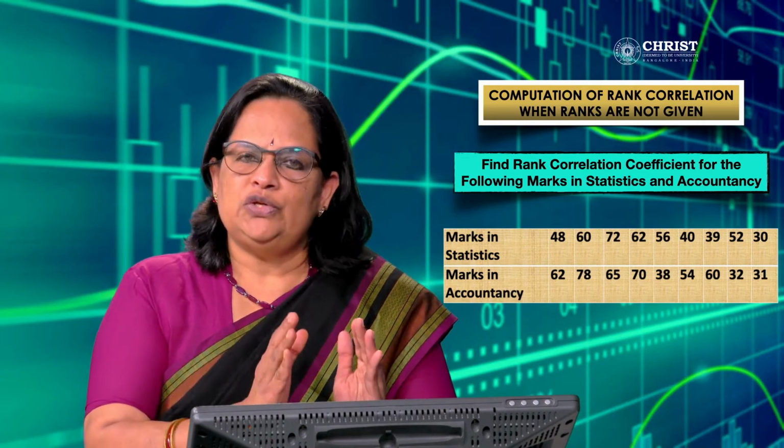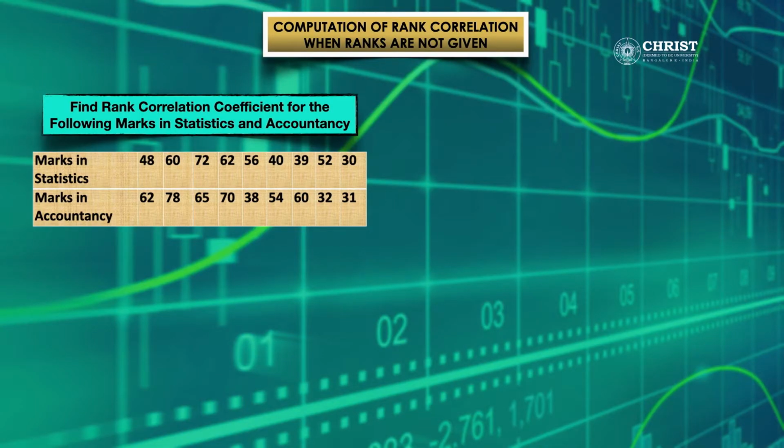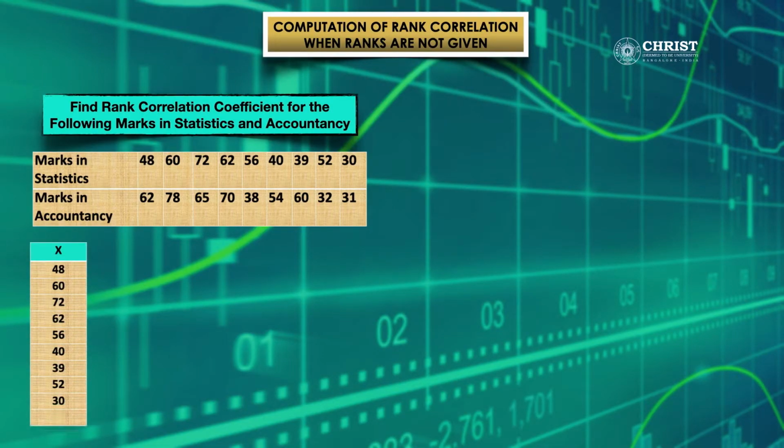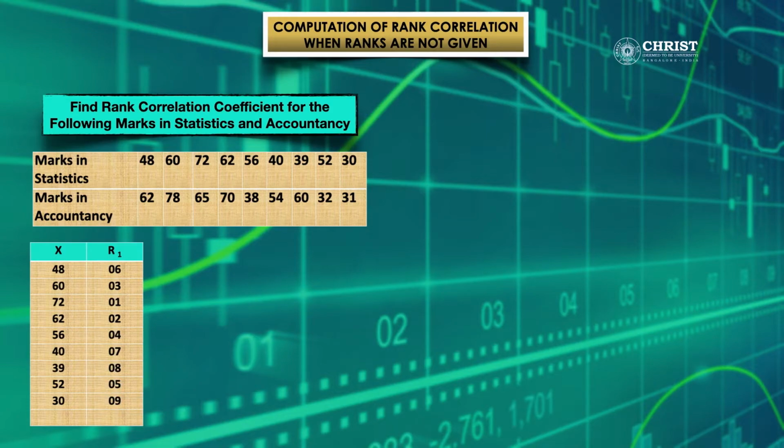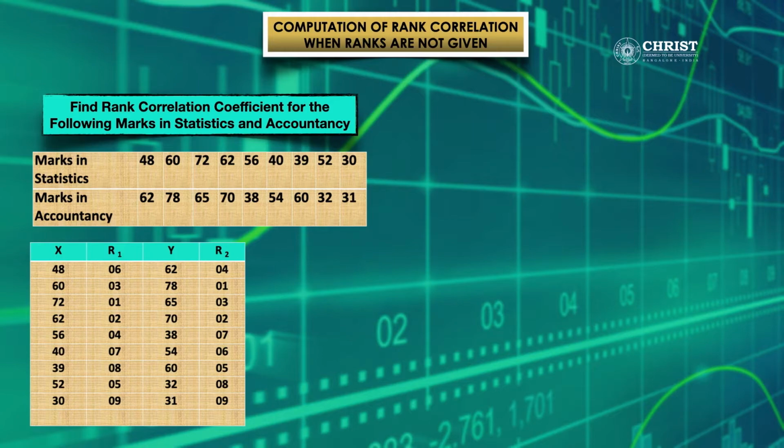Now we have to see the solution. Just like the previous problem, I have assigned ranks for both the X series and Y series. R1 values: 6, 3, 1, 2, 4, 7, 8, 5 and 9. I am always taking the highest value as the first rank. And R2 values: 4, 1, 3, 2, 7, 6, 5, 8 and 9. Always remember that if the highest value is taken as rank 1 for the X series, the same method you have to follow for the Y series.